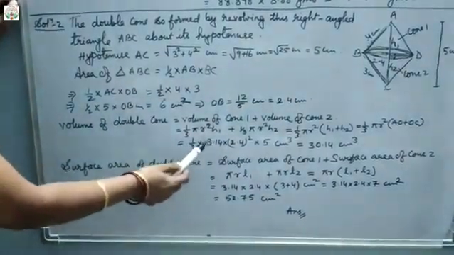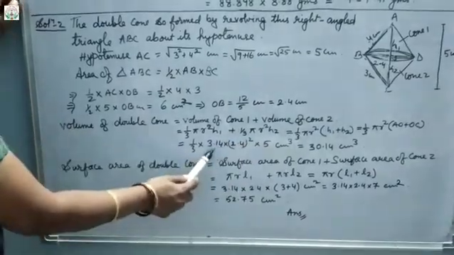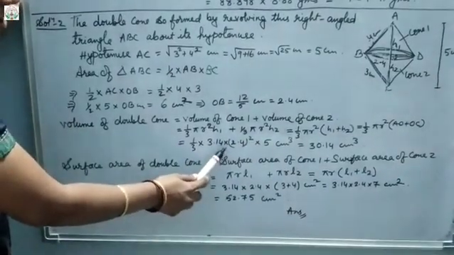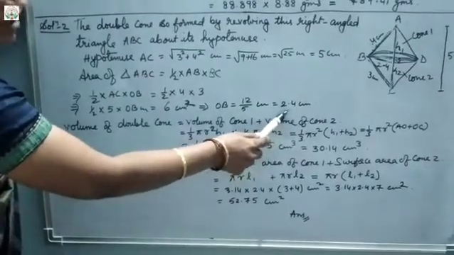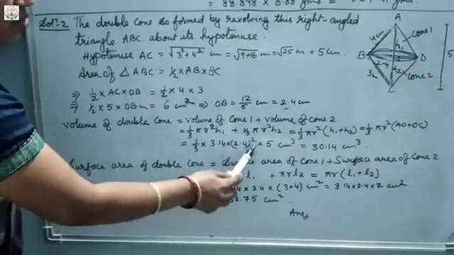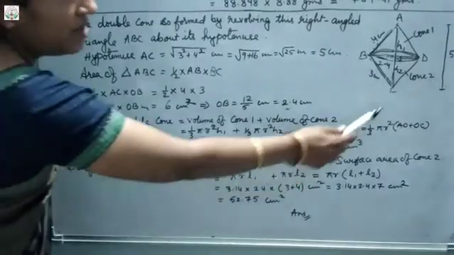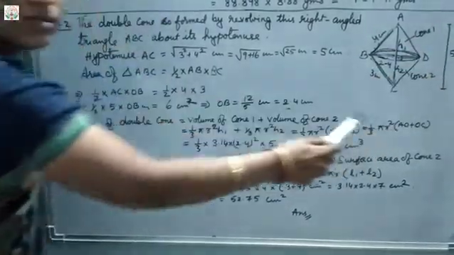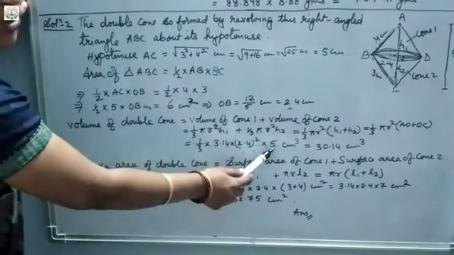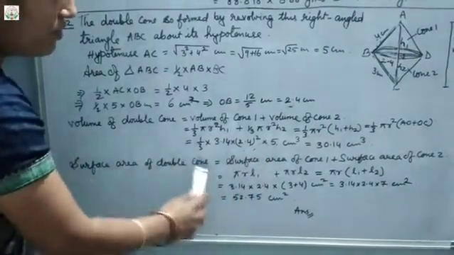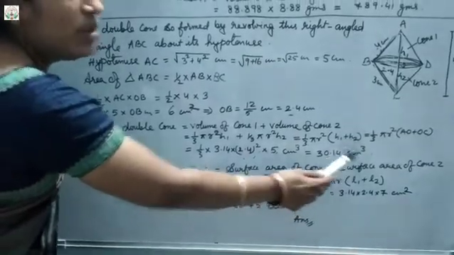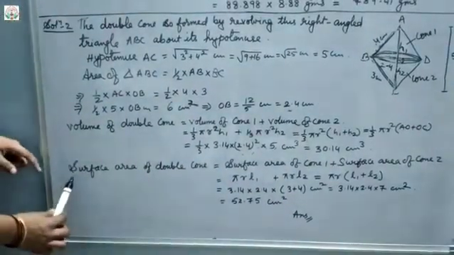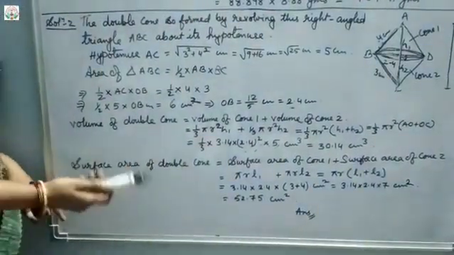So now put the values. 1 upon 3 into pi value, 3.14 we will use for this question, into 2.4, we got the radius 2.4 cm, radius whole square, into 5, the height of this. So h1 plus h2 is 5. Now on simplification of this all, how much we will be getting? 30.14 cubic centimeter.